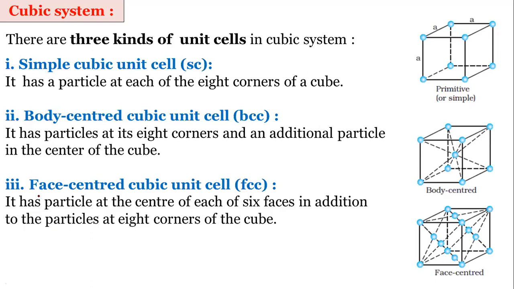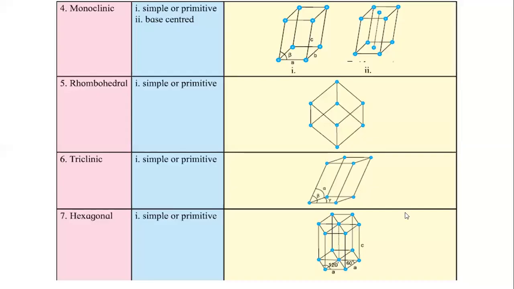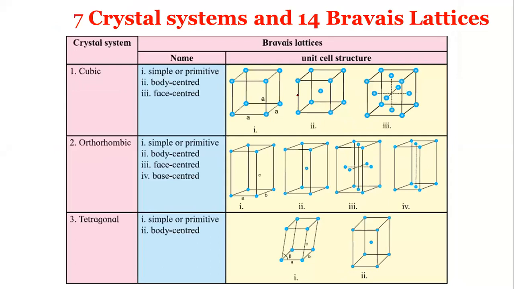Then I'm coming to the face centered cubic unit cell. As explained earlier, at the center of each face there are particles along with the particles at the corners. So these are the three types of cubic unit cells. In this previous diagram, we can see these are the three unit cells of cubic.